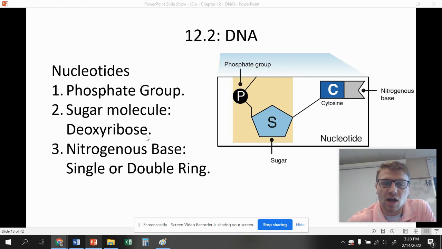This is a deoxyribose. You can tell this is a sugar molecule because it says deoxyribose, the OSE at the end. And then last, it says nitrogenous. That just means it has nitrogen. So we have a nitrogen base. This is just some molecule here, and it can be either a single or double ring. This will make more sense as we look at a couple different nucleotides. But you can see the phosphate group, the sugar, and the base.